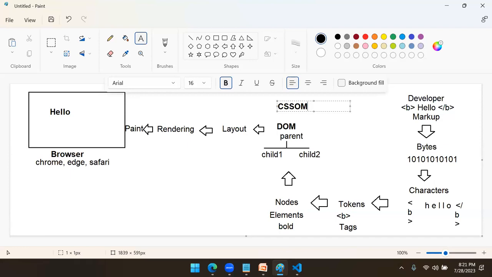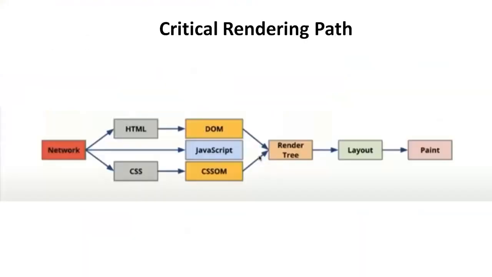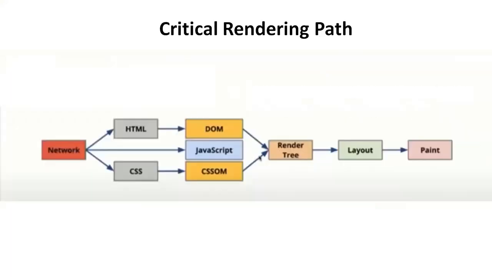One is DOM, another one is the CSS object model. That is the hierarchy actually, and this is how the process works. First is HTML parsing: we write markup, markup converts into bytes, bytes are converted into characters, characters are converted into tokens, tokens are created into nodes, and nodes are arranged in a hierarchy called DOM. After the DOM, it will undergo the process of rendering, layout, and paint.